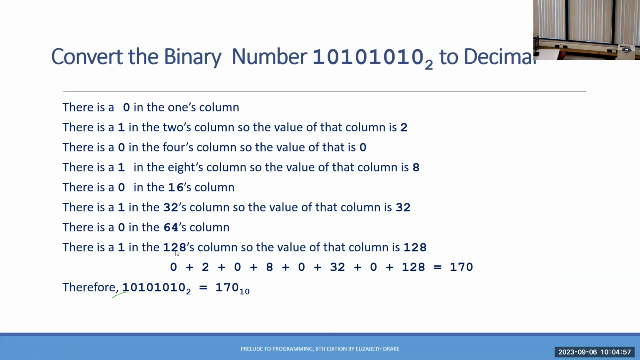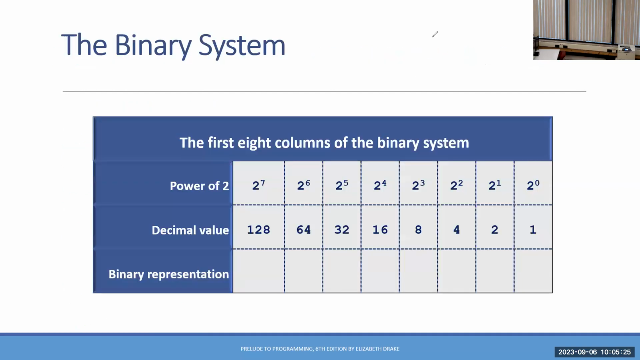This one here is 128, this one 64, this one 32, this one 16, this one 8, this one 4, this one 2, and this one 1. And when you sum up the values where there is a 1, you have 170. Make sense? That's the way you convert from binary to decimal. All you need is to understand the process.